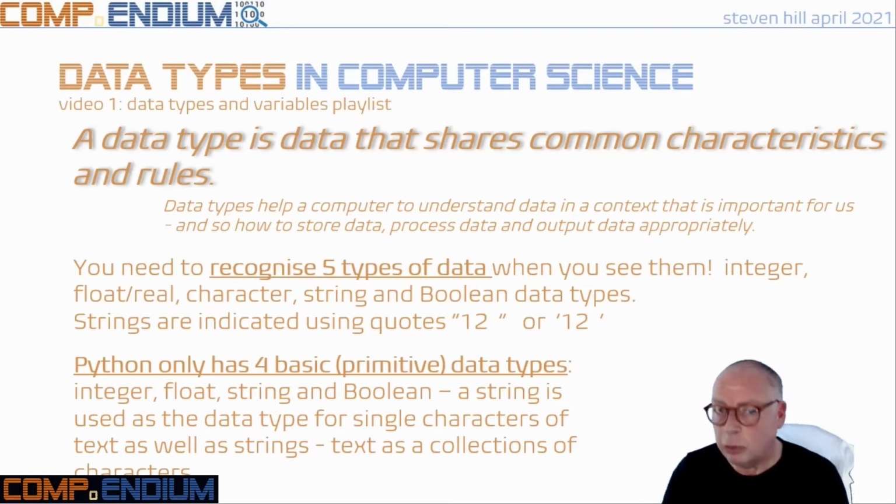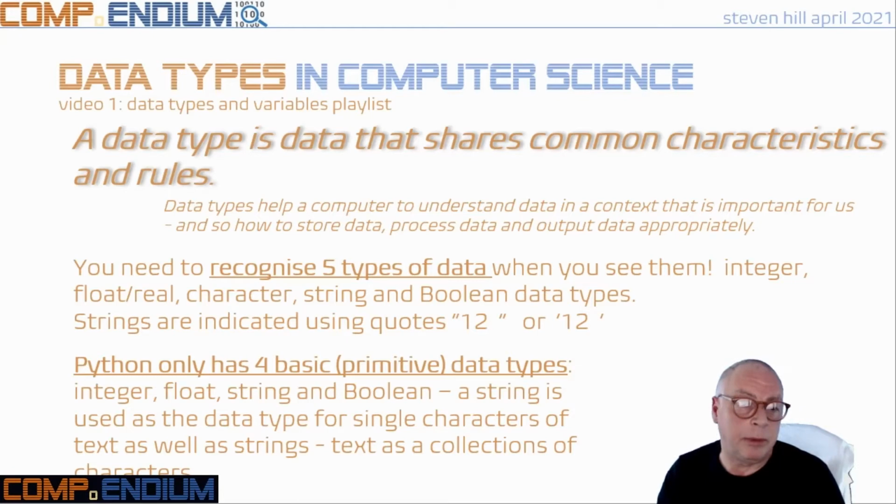In terms of rules, it is very much the case that if you have a number data type, you can't build a sentence out of a number data type. And likewise, if you are working with the string data type or the char data type, you can't do maths with text, okay, which makes perfect sense. And those are two very good examples of the rules associated with different data types.